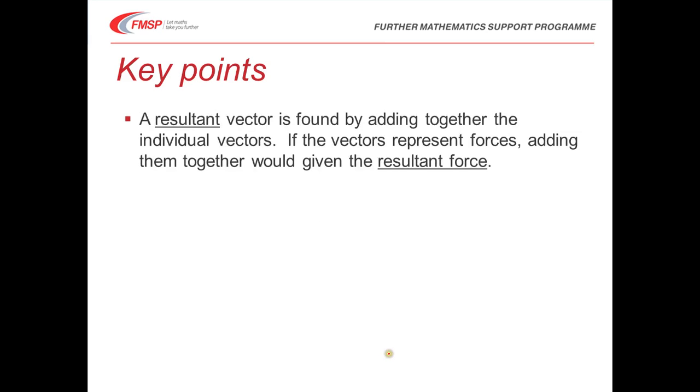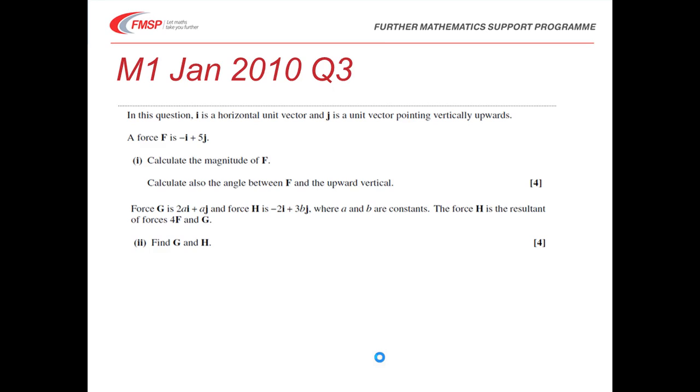One final point, if it says that we're looking for a resultant vector, what we do is we add together all the individual vectors. So there might be a situation where you've got a few forces acting on an object and you want to work out the resultant of those forces. So you would add together all of those vectors. So let's start looking at some examination questions.